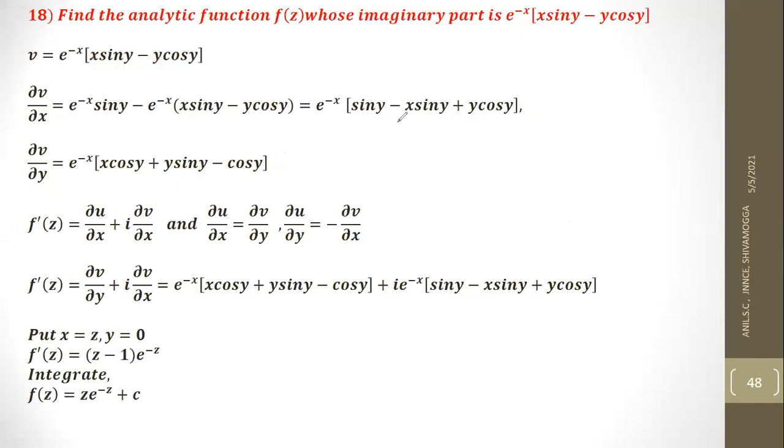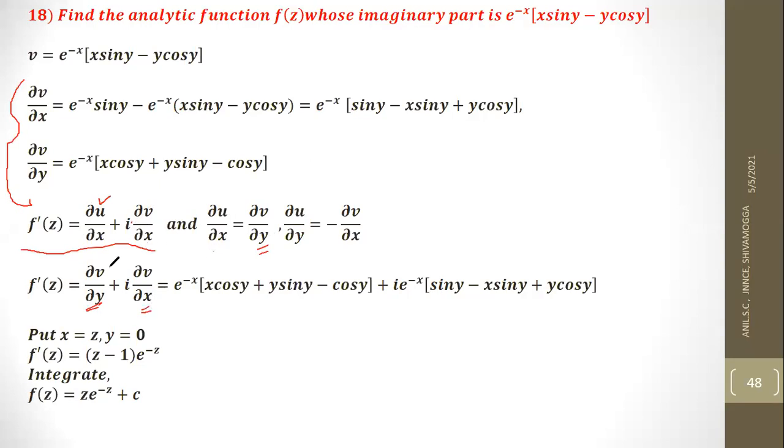These are the two partial derivatives which we require, del v by del x and del v by del y. This is the first working step. Next, second step. F dash z is equal to del u by del x plus i into del v by del x. Substitute CR equations here. We do not have this del u by del x. We have only del v by del x and del v by del y. Therefore, this partial derivative is to be replaced. Del u by del x using CR equations is equal to del v by del y. It is substituted here. Del v by del y plus i into del v by del x as it is.